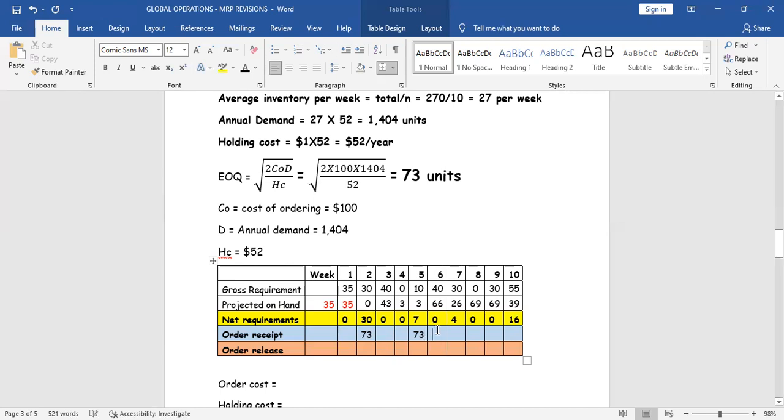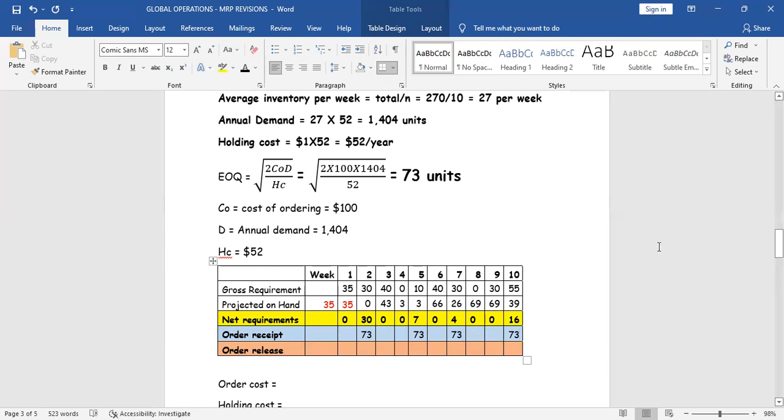In week 6, do we need to order? No. Week 7, yes, there is a net requirement of 4, but we are going to order 73. Week 8, 0. We don't need to place an order. Week 9, 0. Week 10, yes, there's a net requirement of 16, but still we are going to order 73.